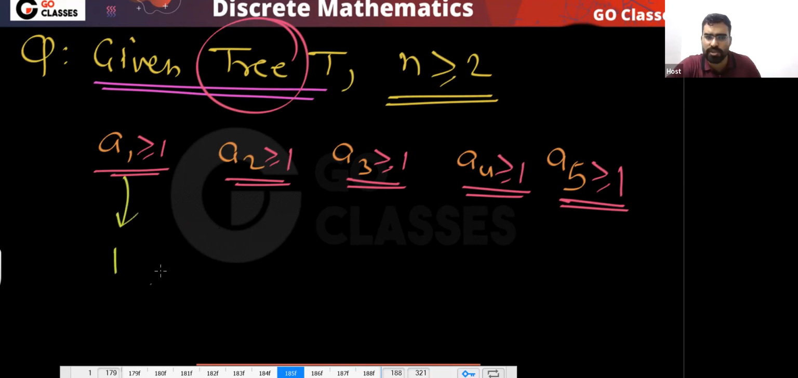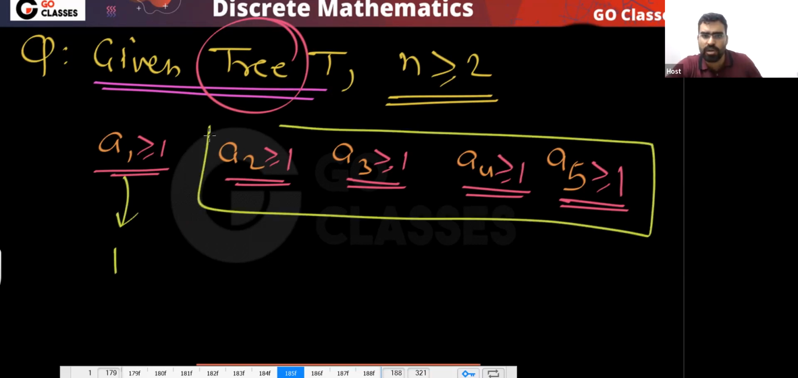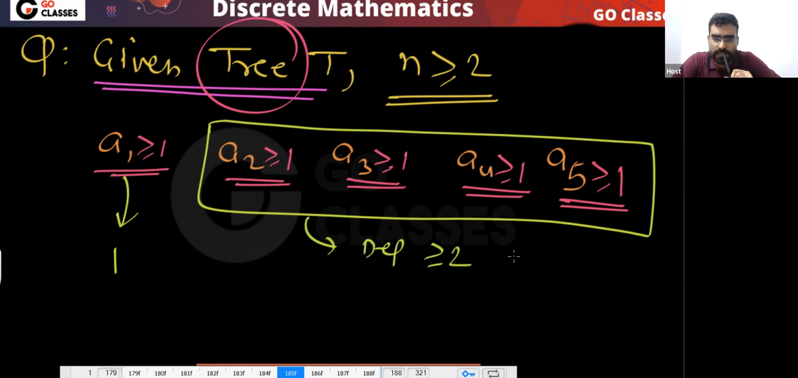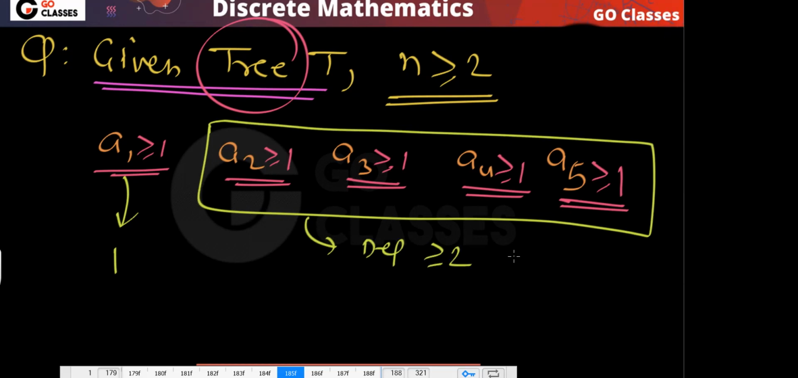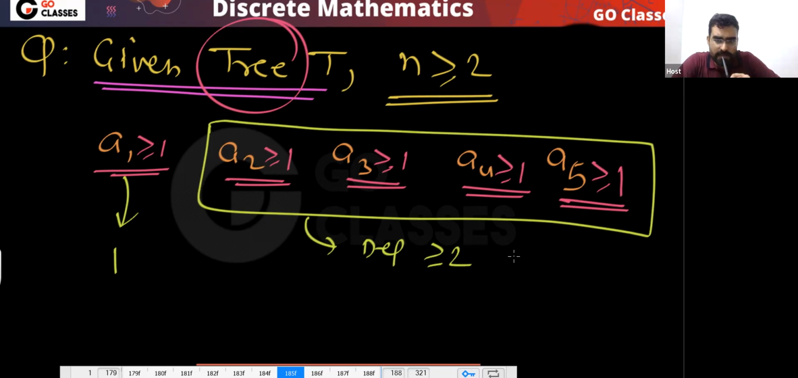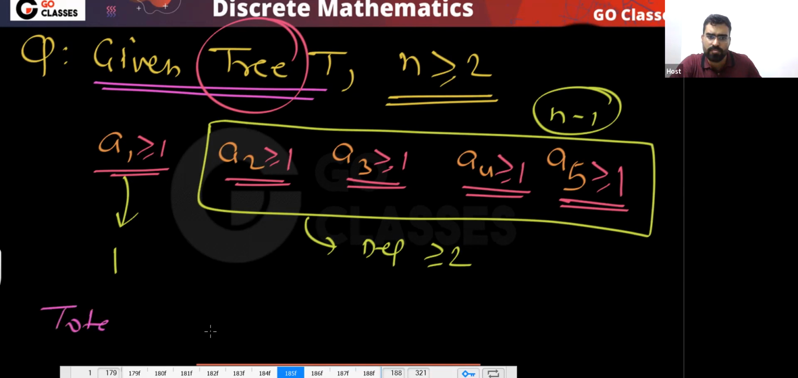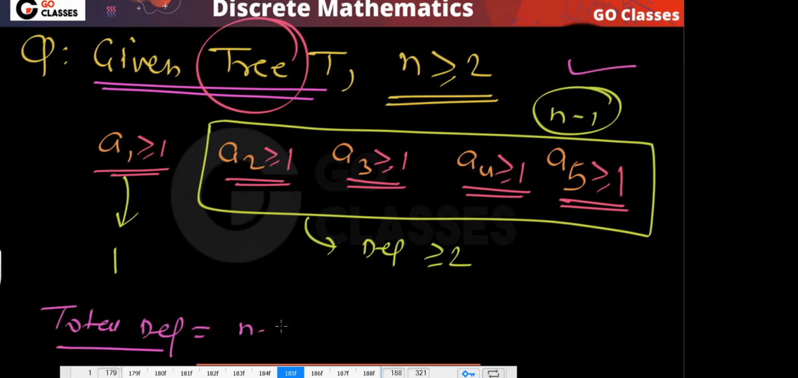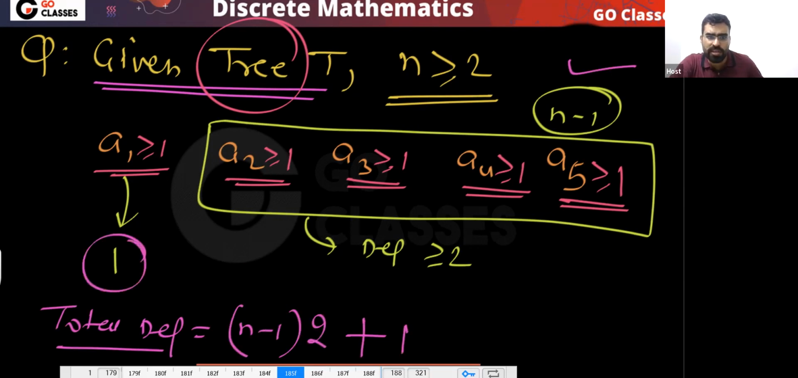So let's assume this is the vertex of degree 1. It automatically means the others don't have degree 1, right? It automatically means they have degree greater than or equal to 2, right? Negation of the statement. This is clear? Now, how many vertices are here? N minus 1 vertices we have here. So these total degree will be what? These n minus 1 vertices have degree 2 and this vertex has degree 1. So the total degree will be basically like this.